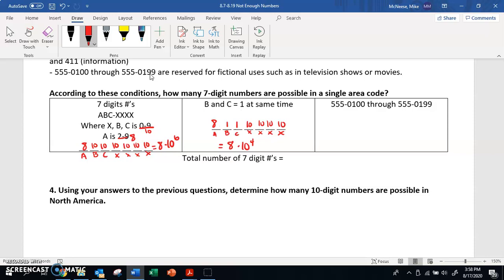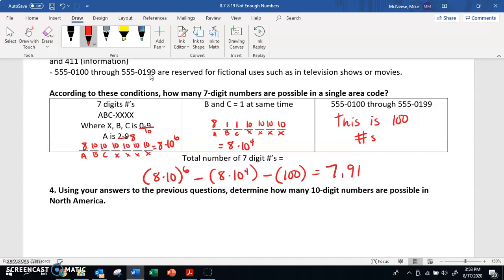And then the only other restriction is you can't have any numbers between 5550100 and 5550199. So if you count those up, this is 100 numbers. Okay, so total number of 7-digit numbers, we've got 8 times 10 to the 6th. And then our first restriction we take away, minus 8 times 10 to the 4th, and then minus just 100. So if you calculate that, you would get 7,919,900 numbers.